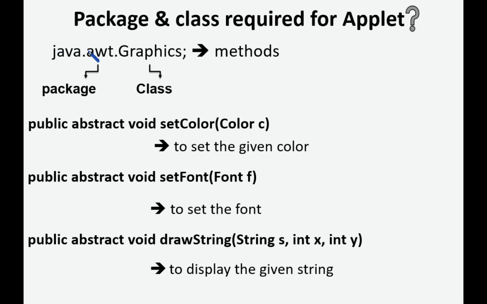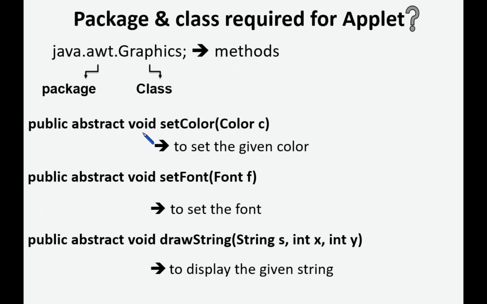So see the statement java.awt.Graphics. So here, what is AWT? Yes, it is a package. So what about Graphics? Yes, it is a class. So this Graphics class consists of n number of methods for doing applet graphic programs.